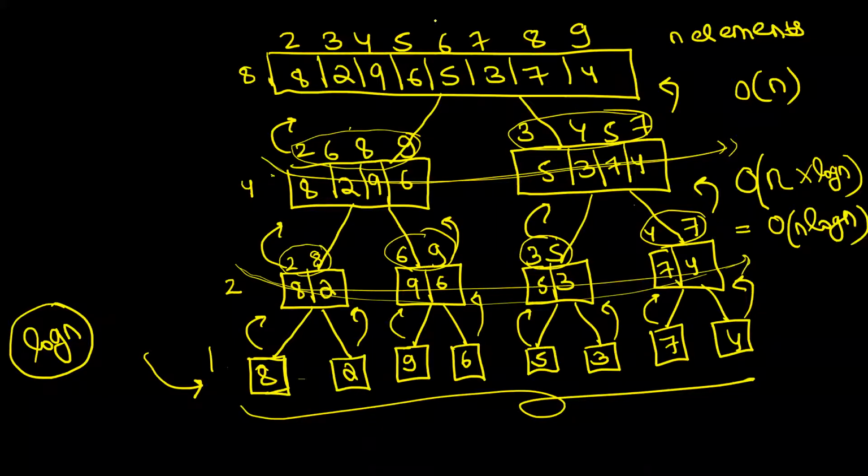So this is the first sorting algorithm that works in the worst case time complexity of n log n. So definitely merge sort is better than insertion sort, selection sort, or bubble sort that we have studied so far.